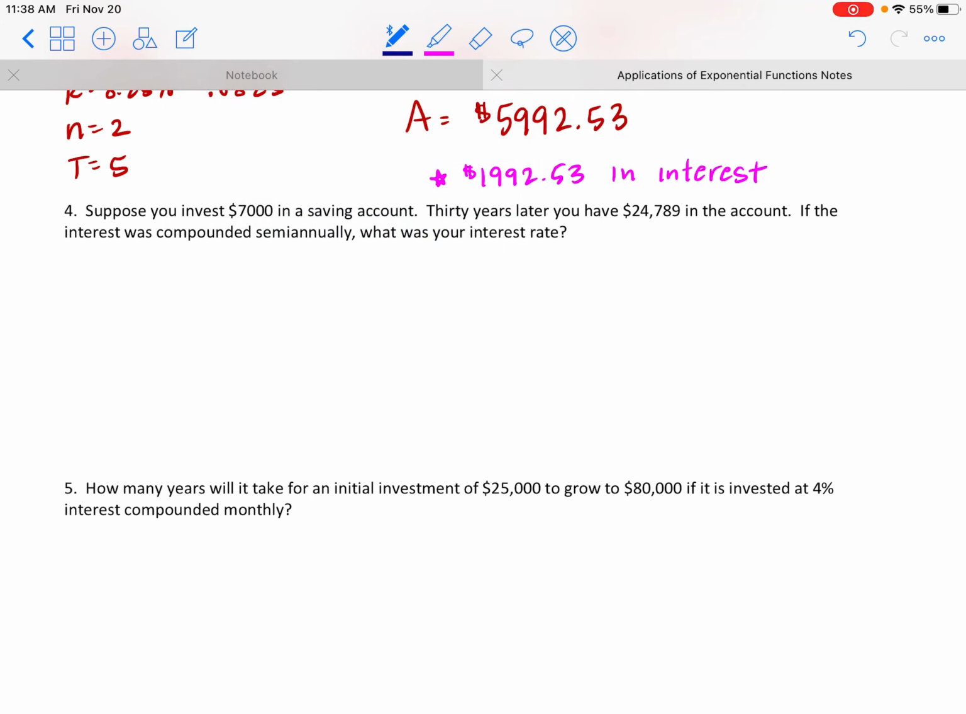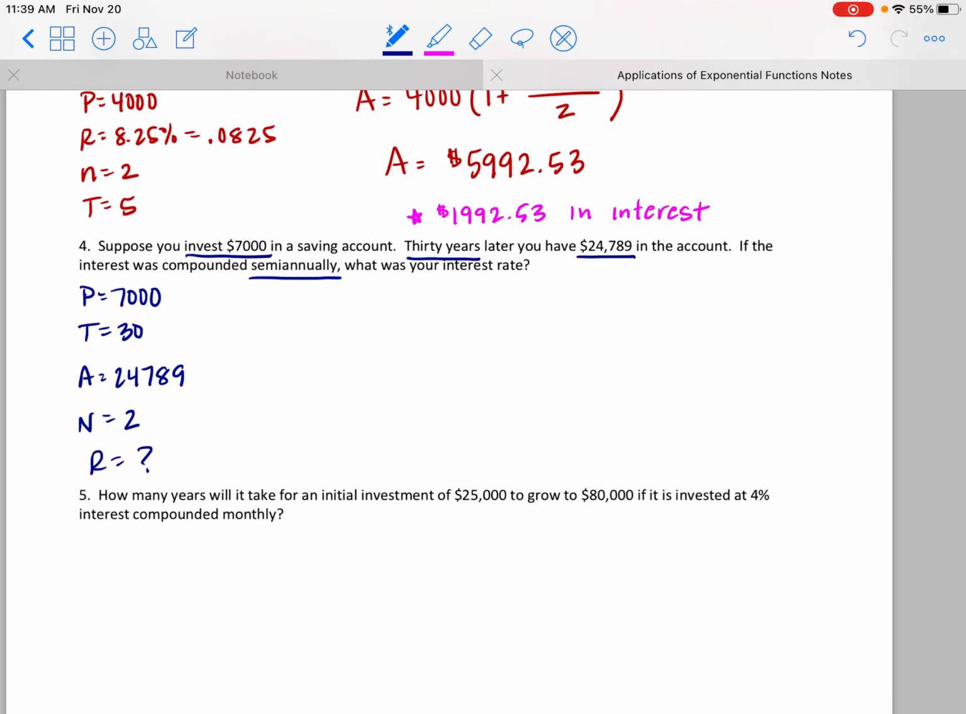So in this one, we have a starting amount of $7,000. That was here. You invested $7,000. 30 years later, so t is 30, you have a final amount of $24,789. So we know the final amount is $24,789. If the interest is compounded semi-annually, so if n is 2, what is your interest rate? So this time r is the question. It's the one variable that's left, and that's the one they're asking us to find.